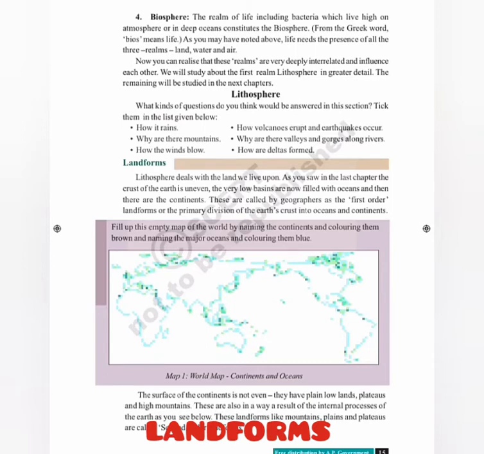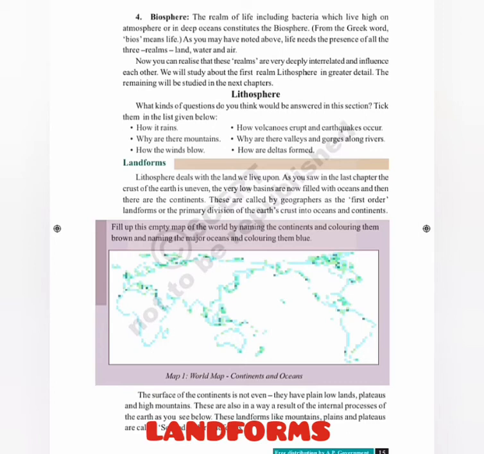Now we will study landforms elaborately. Lithosphere deals with the land we live upon. As you know, the crust of the earth is uneven because it consists of mountains, hills, different kinds of plains, and plateau lands. The very low basins are filled with water. Then there are the continents. These are called by geographers the first order landforms or the primary division of the earth's crust.